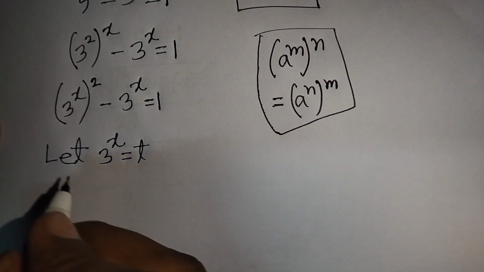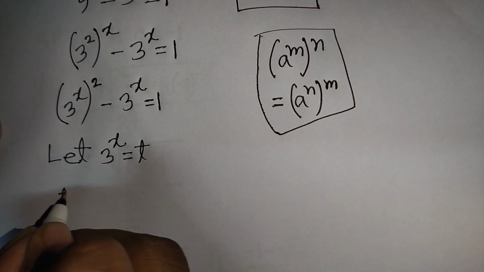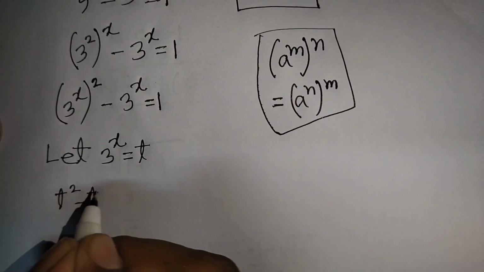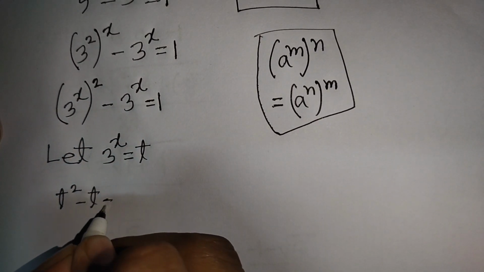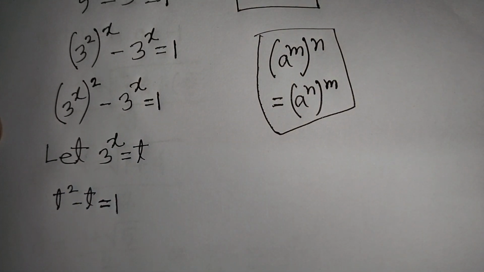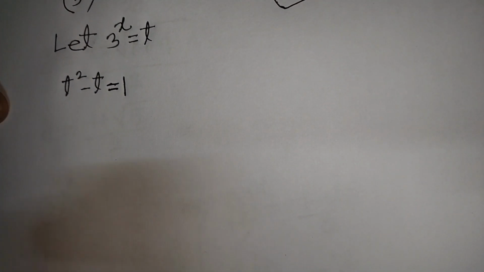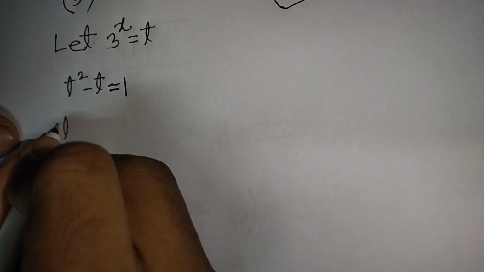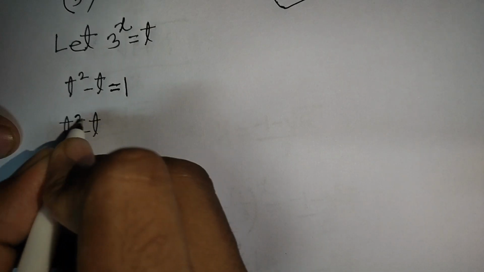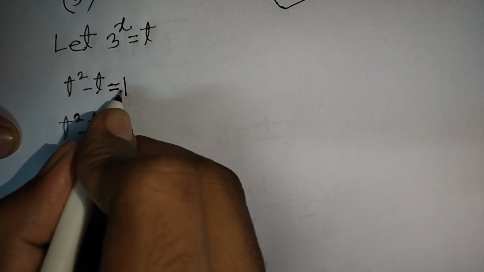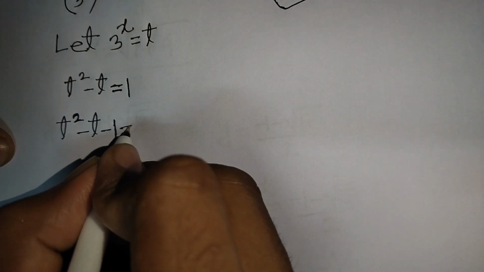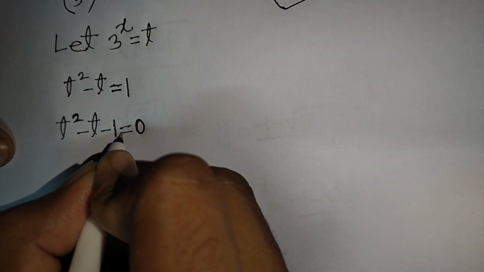So our equation will be t squared minus t is equal to 1. Now we can write here t squared minus t, then this plus 1 taken to the left side will be minus 1, is equal to 0.